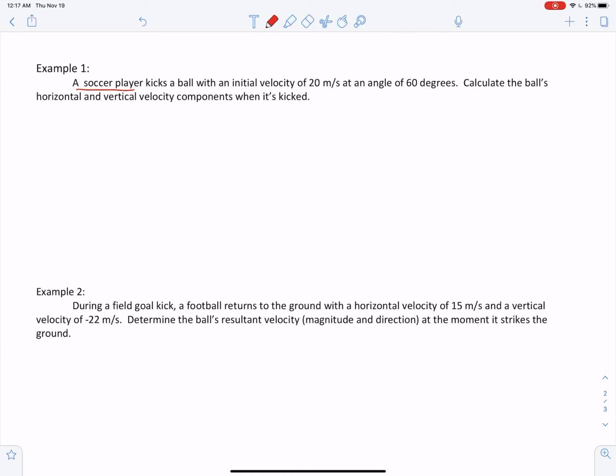Okay, so here's our soccer ball. It's being kicked at 60 degrees. The problem did not say, but I'm going to assume that that is from the horizontal. And the value of that initial velocity is 20 meters per second. So I'm being asked to break this up into its horizontal and vertical components.